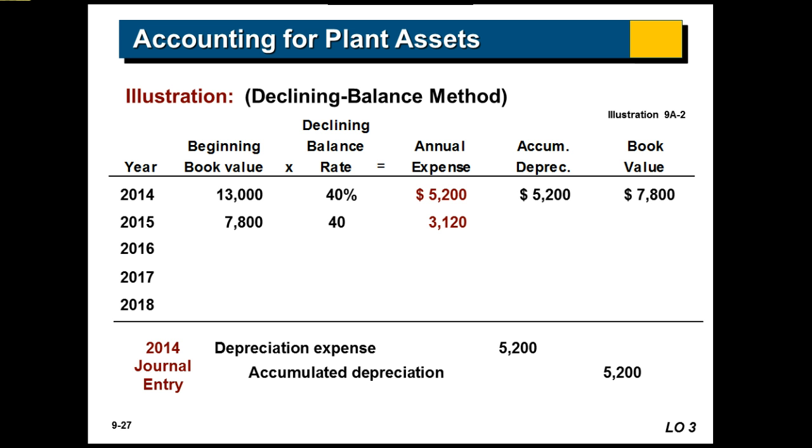The second year, we're going to take that book value of $7,800, multiply that times 40% to come up with a depreciation expense. We'll add that $3,120 to our already accumulated depreciation account to come up with now an accumulated amount of $8,320. We'll take our $13,000 less $8,320 to come up with a new book value. Again, we'll start year 3 with our new basis of $4,680 at our 40% and show our annual expense there of $1,872, which gets added to our accumulated depreciation.